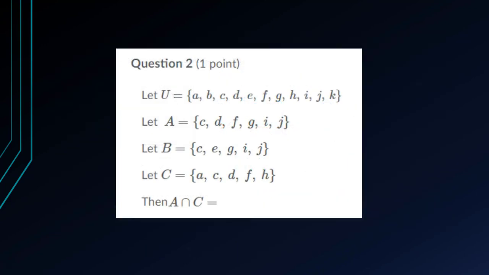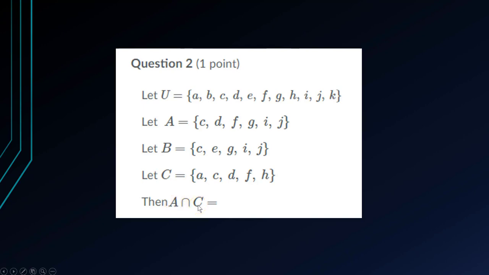Question number 2, you're given that the universal set is A through K. I don't think there's any gaps there. Sometimes I do have it. Set A is the letters C, D, F, G, I, and J. B is the set C, E, G, I, and J. And C is A, C, D, F, and H. They want you to do the intersection of A and C.